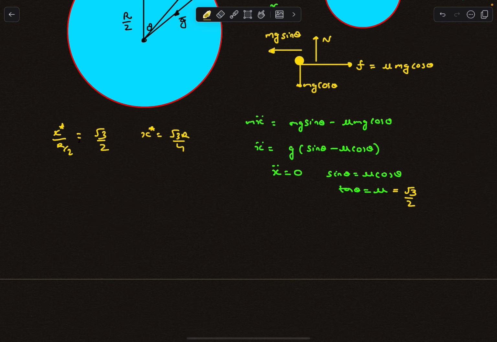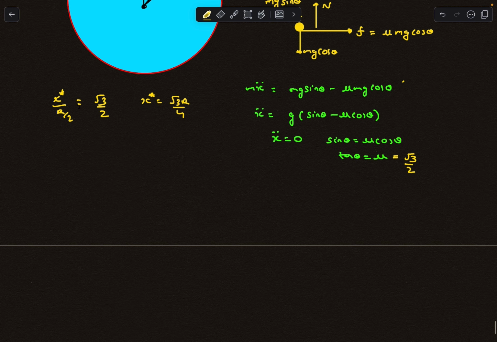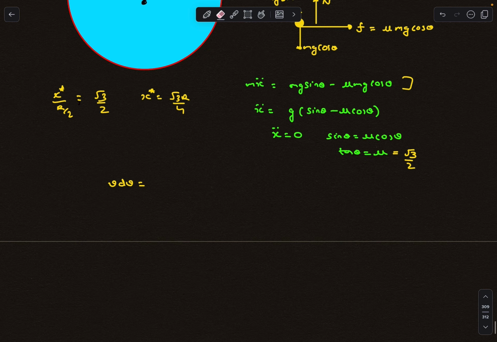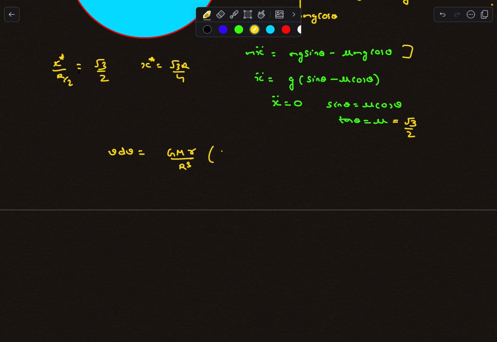Now we can proceed by two approaches. Either you can use energy conservation or you can use this equation of motion over here. The acceleration, I can write as v dv upon dx, and dx I'm going to send to the other side. So this is going to be g times, let's write down the value of g, GM r by capital R cubed, where r is this particular distance that connects the center to our particle, right? This multiplied by sine theta minus mu cos theta.